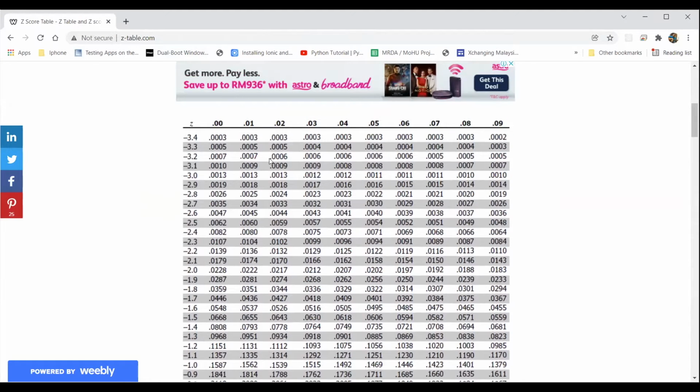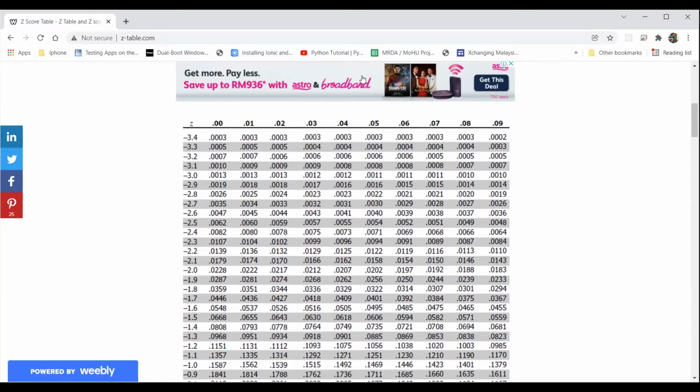So to give you an idea, these are basically the scores, and this is after the decimal. Let's say for this one, Z will be equal to minus 3.41, minus 3.42, minus 3.33, like that. And these are all the areas, the probability of the area under that particular curve.